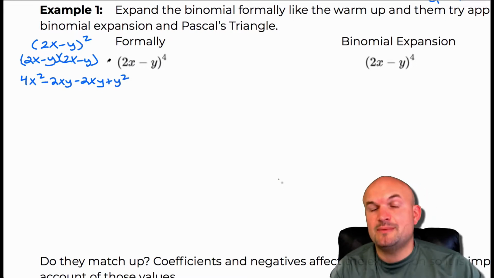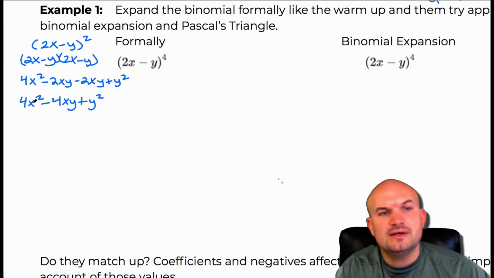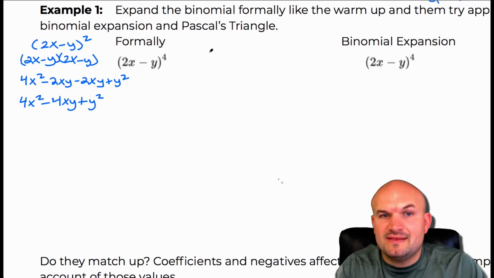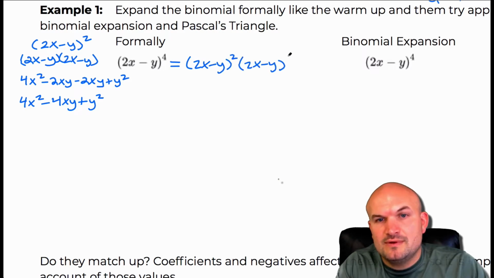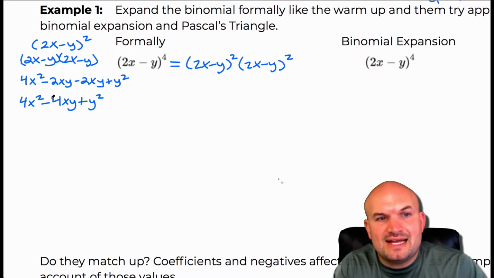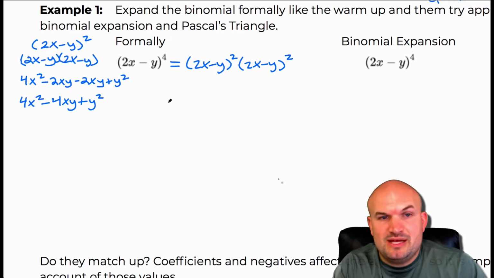So I'm just doing the distributive property just like I've done before, but I'm trying to speed it up a little bit so I'm not taking too much time on something that we've already covered. Now I just simplify everything up here, and I get 4x squared minus 4xy plus y squared. Now again, that's important because I can rewrite this as 2x minus y to the fourth, which is equal to this trinomial times itself. So what that means is I can multiply this times itself to give me my binomial expansion.